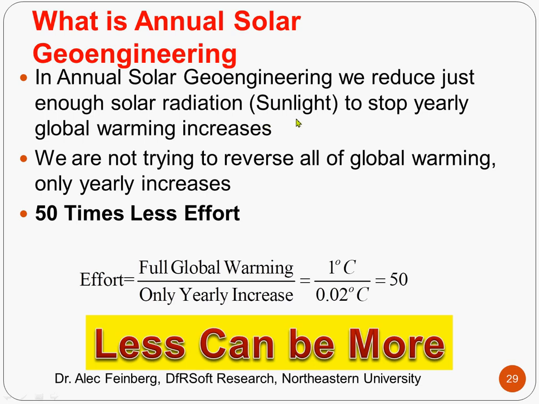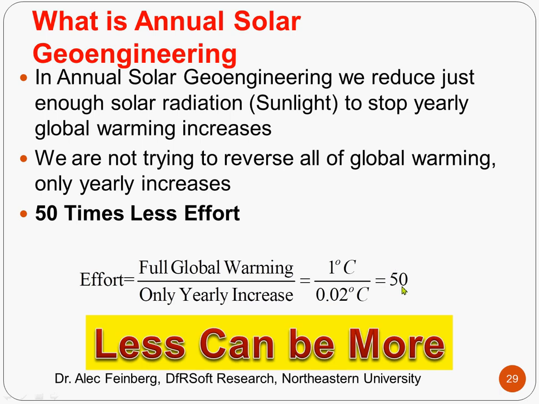What it does is it says, let's just focus on stopping yearly increases in global warming rather than try to do the whole thing at once. So we're not trying to reverse all of global warming, and it's about a factor of 50. For example, the perturbation in terms of temperature was a 1 degree rise in 2019, roughly, and the estimate was close to a 0.02 degree temperature increase just for the yearly increase. And that's a factor of 50.